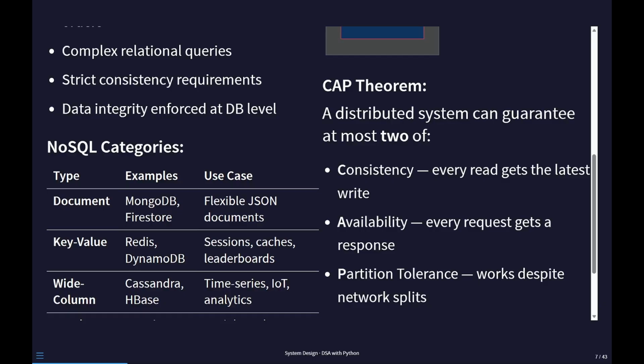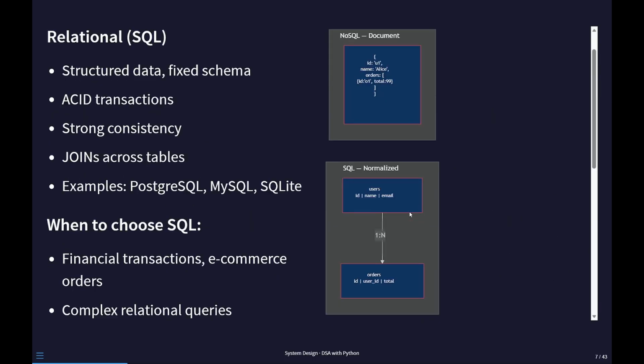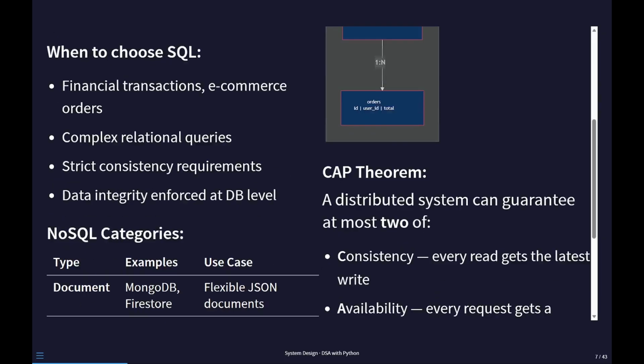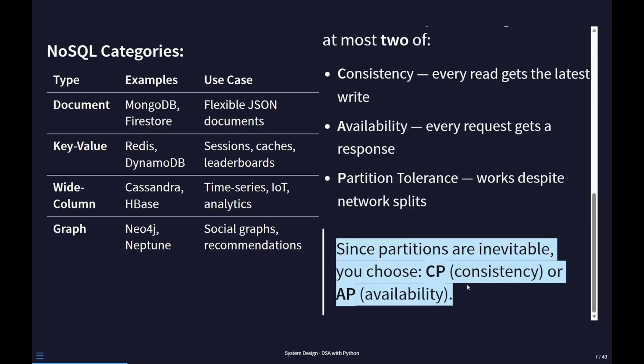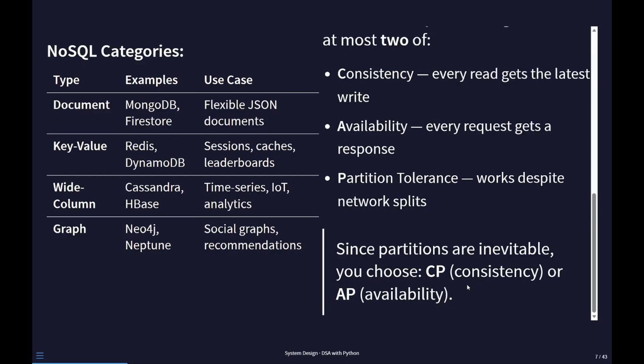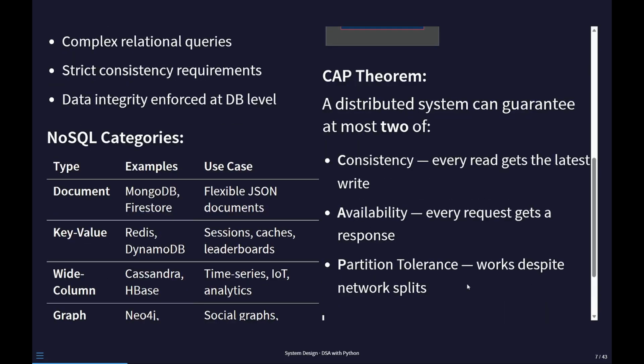Here is the key insight. Network partitions are inevitable in any real distributed system. You cannot avoid them. So you are always trading between C and A. Partition tolerance is mandatory. That means you choose. CP systems sacrifice availability to stay consistent. When there is a partition, they return an error rather than stale data. AP systems sacrifice consistency for availability. They return a response even if it might be slightly out of date.